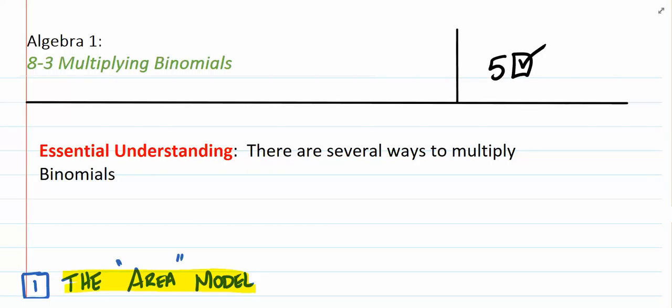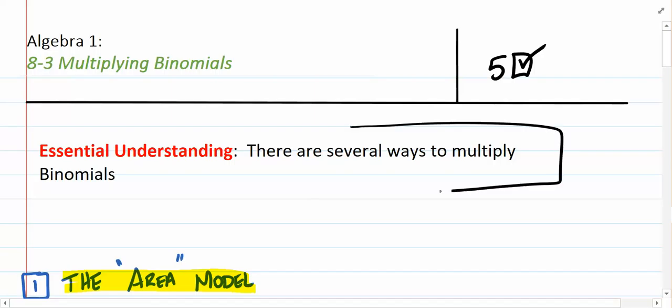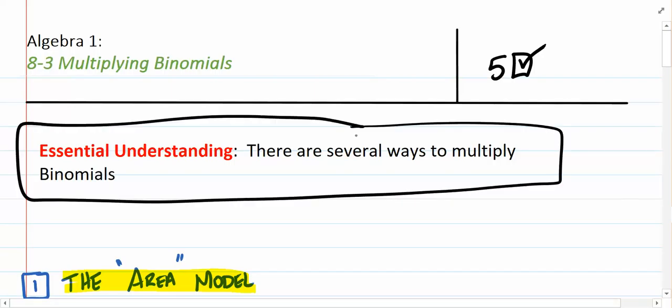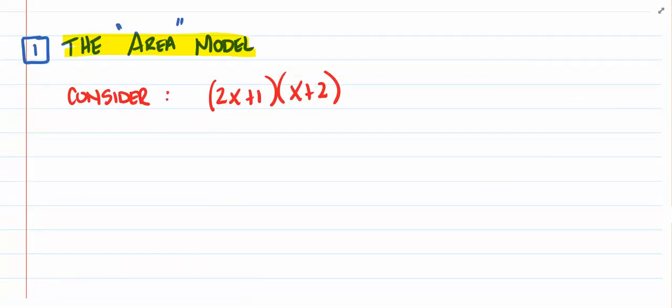There are 5 boxes. The essential understanding of this short little lesson is that there are several ways in which you can multiply binomials. And I'm going to show you all of the ways, and hopefully one of the ways that I show you makes the most sense to you, and then you can use that from now on. Box number 1 is called the area model.